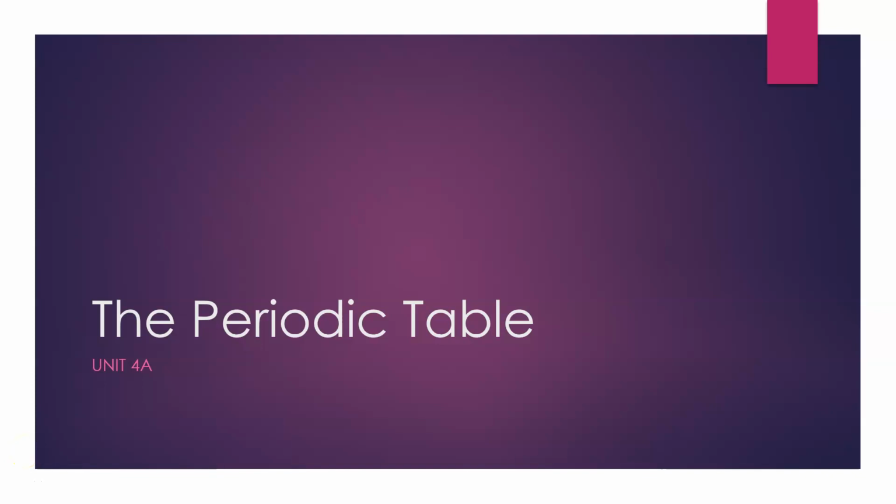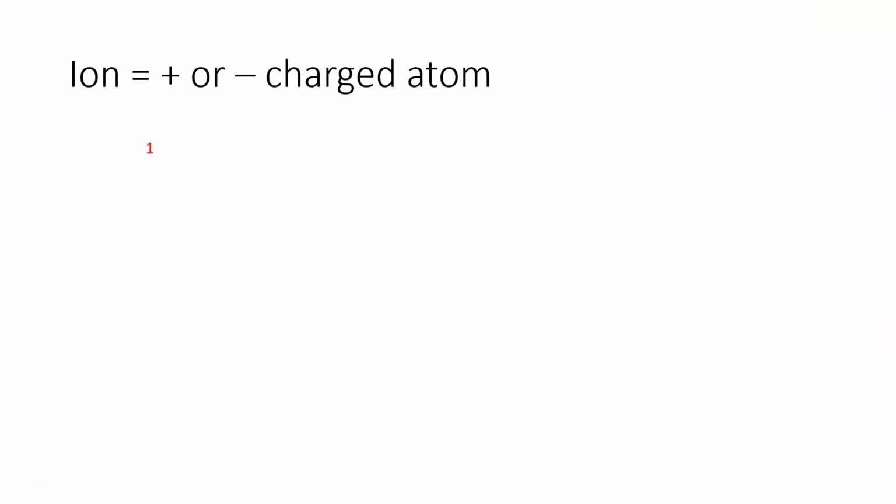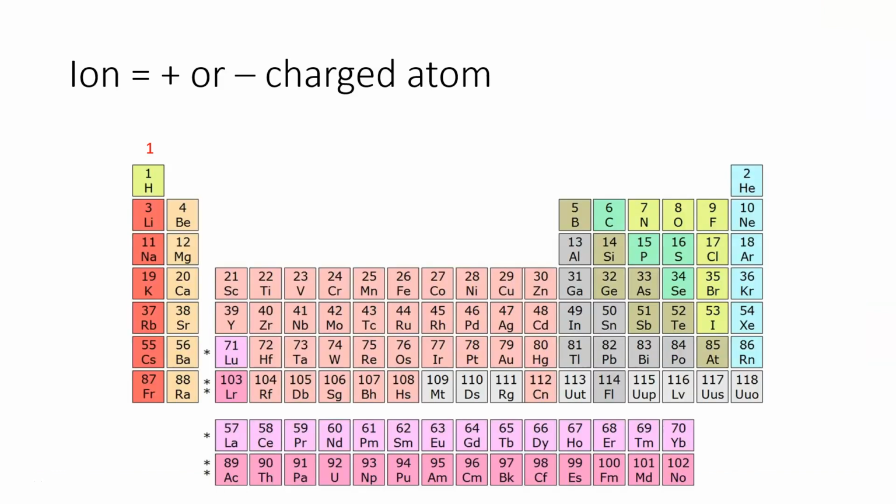In this video, we're going to be diving deeper into the periodic table and learning about the trends that the periodic table follows. So remember, the periodic table can be composed of ions, either positive or negative. Part of this is determined by the valence electrons.